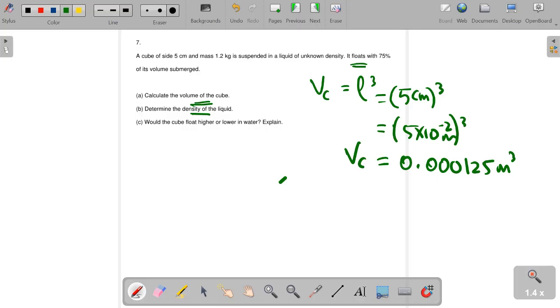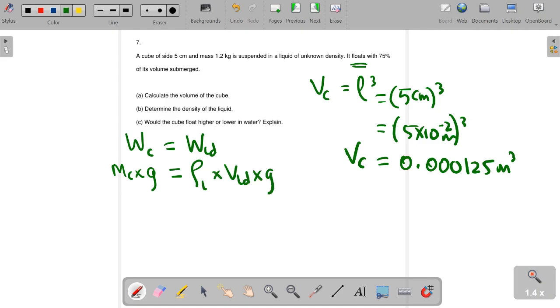Part B is the density of the liquid. To find the density of the liquid, we need to use the law of flotation. The law of flotation says the weight of the cube, for it to float, should be equal to the weight of the liquid displaced. Let me do it step by step. Weight of the cube will be mass of the cube times gravitational field strength, which is equal to the weight of the liquid displaced: density of the liquid times volume of liquid displaced times gravitational field strength.